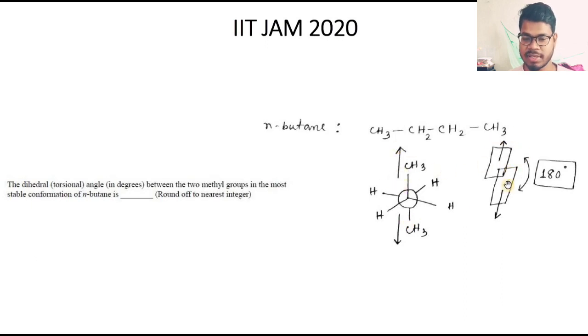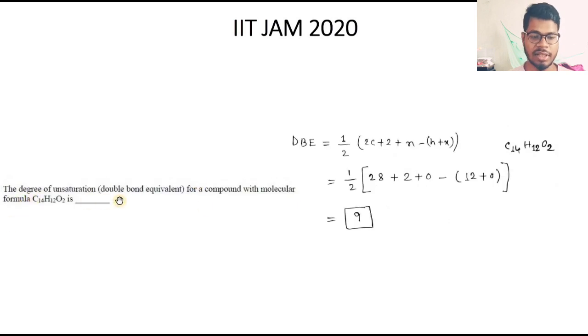That means this section, and the first plane is the above section, the second plane is the below section. Above, below, the angle will be 180 degrees. Just put the value.